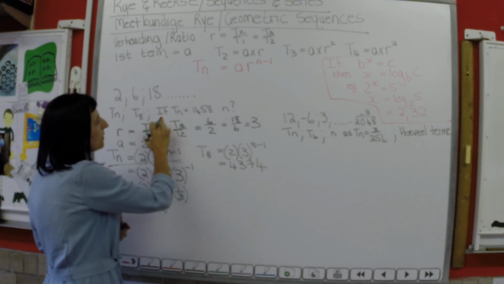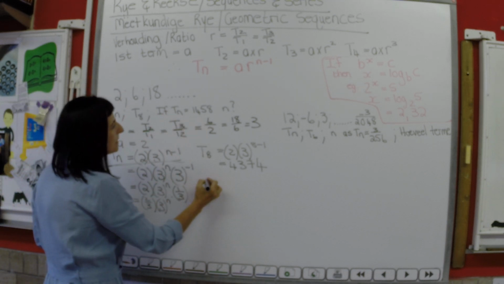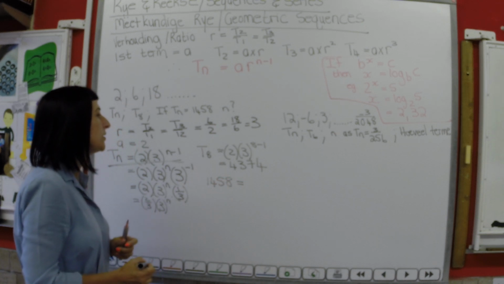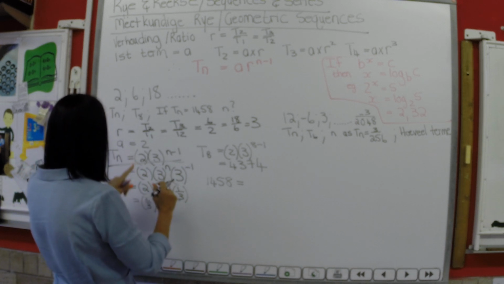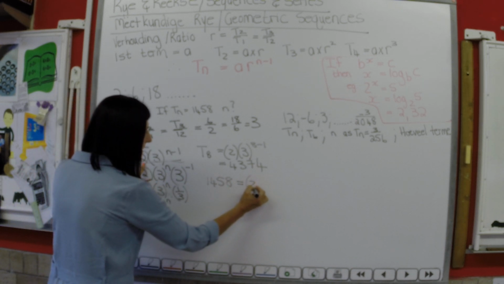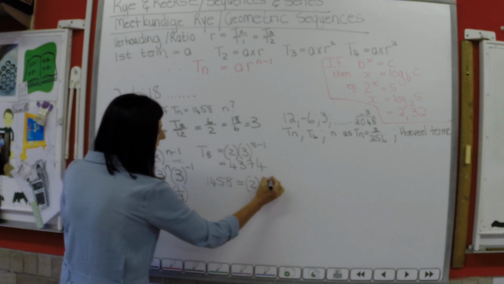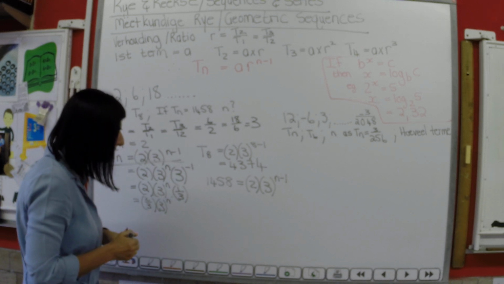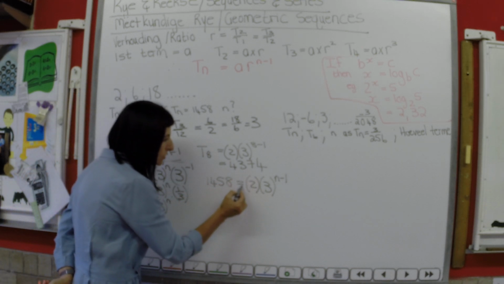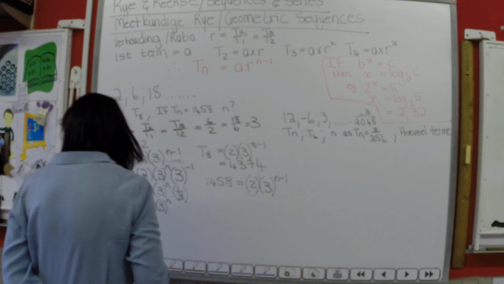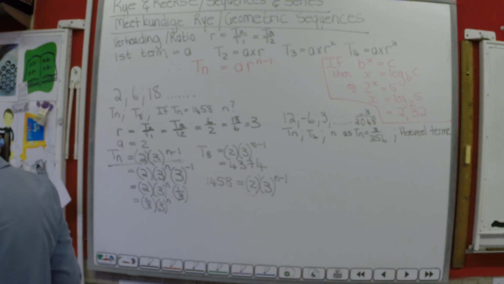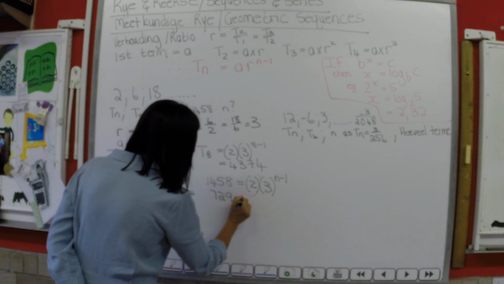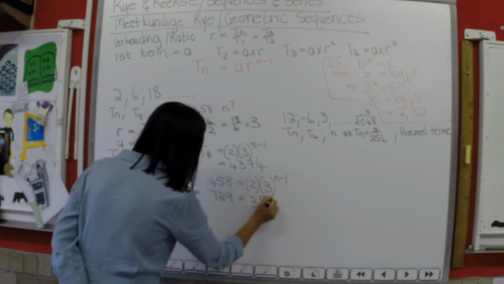Laaste vraag wat hulle vra, as Tn gelyk is aan 1458, the value of Tn, give the value of n. Nou kom ons gaan kyk. We use the Tn formula as it is over there. So ons gaan en ons sê n minus 1. Nou kom, kyk mooi hoe juffrou hierdie vereenvoudig. So die eerste ding is, ek vat die 2 oor, dan word hy 'n deel. Nou 1458 gedeel deur 2 is 729. So dan het ek 3 tot die mag n min 1.